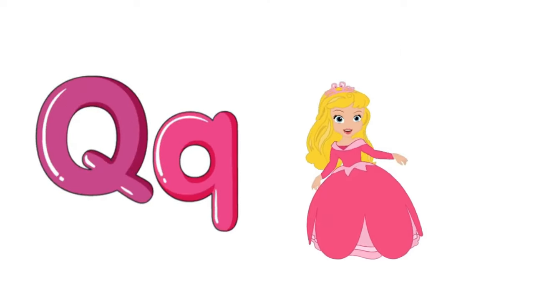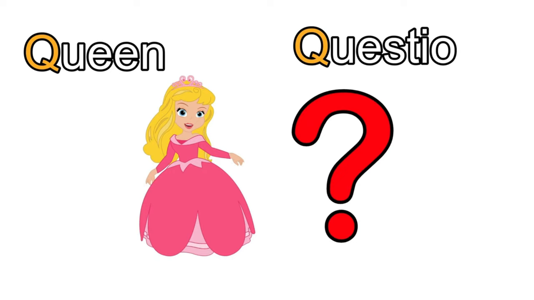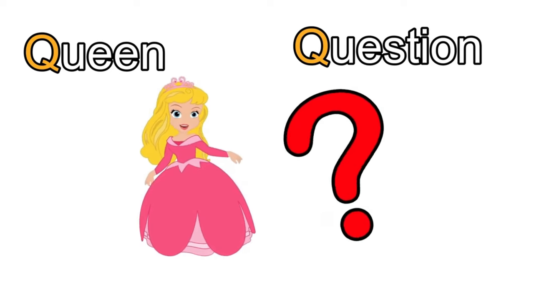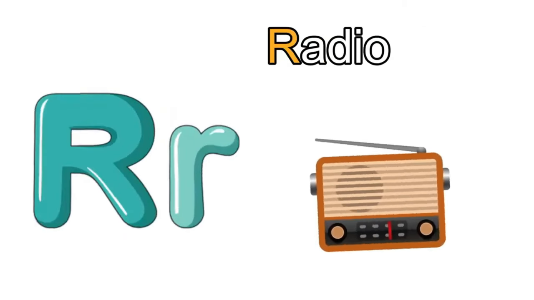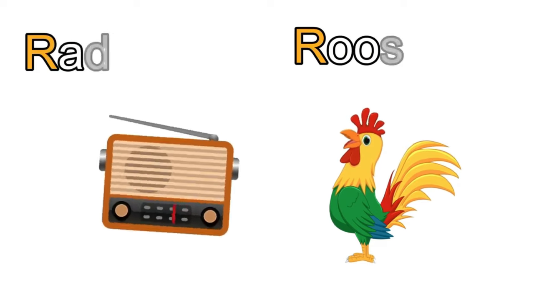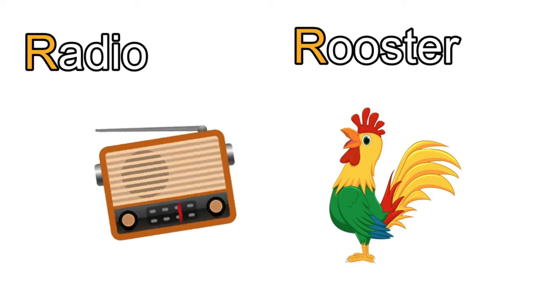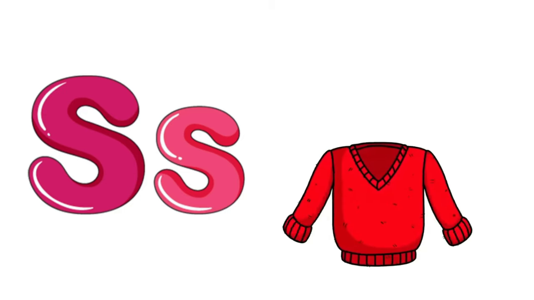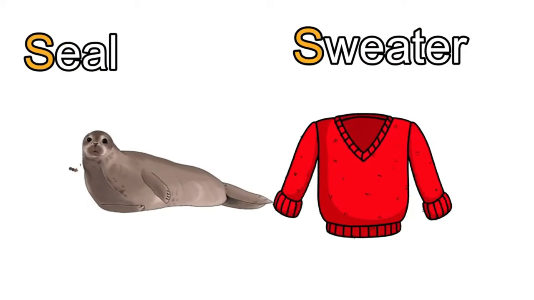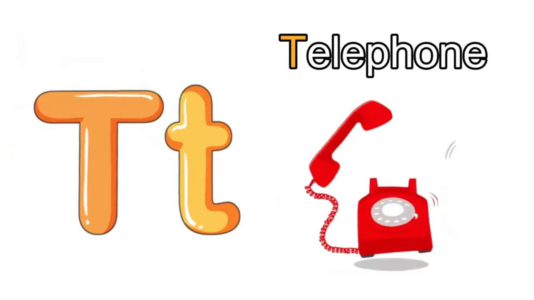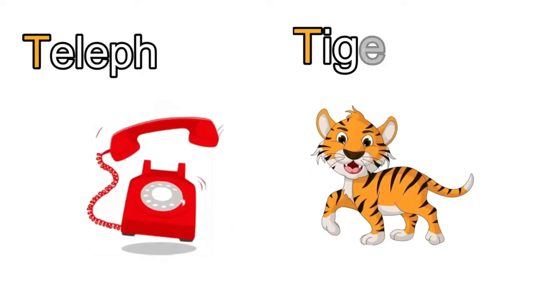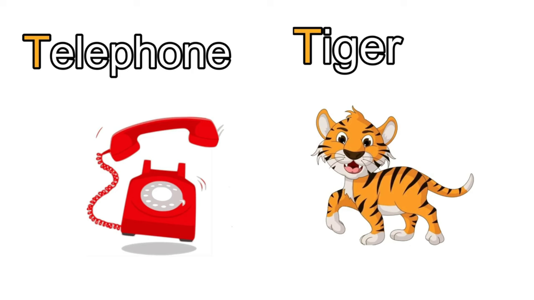Q for queen, Q for question, queen and question, q. R for radio, R for rooster, radio and rooster, r. S for seal, S for sweater, seal and sweater, s. T for tiger, T for telephone, telephone and tiger, t.